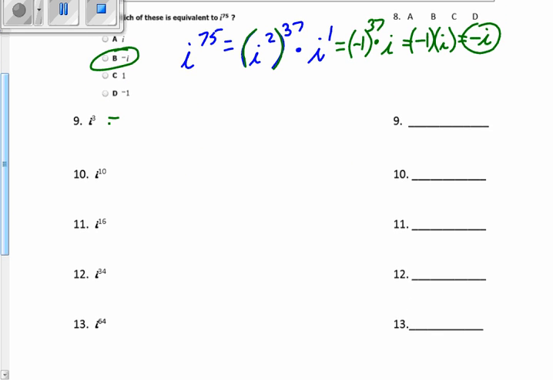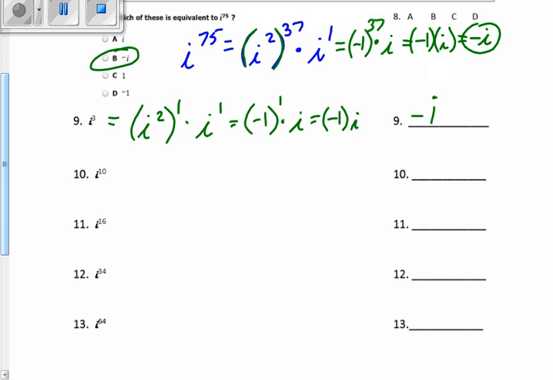i to the third, how many i squareds can I get? Divide out of i to the third? Only 1. That gives me 2 total, and I need a third one. So that's i. You can put it to the first power if you'd like. Under parentheses, i squared is -1 to the first power. -1 to the first power is -1. -1 times i is -i.